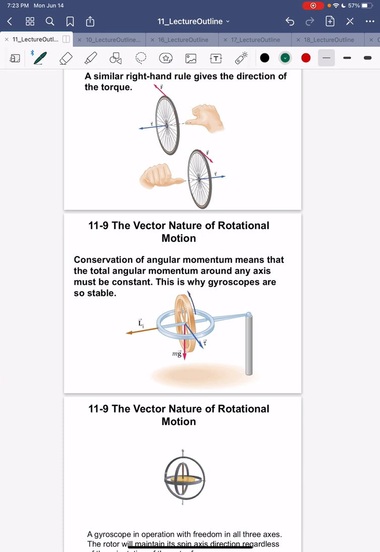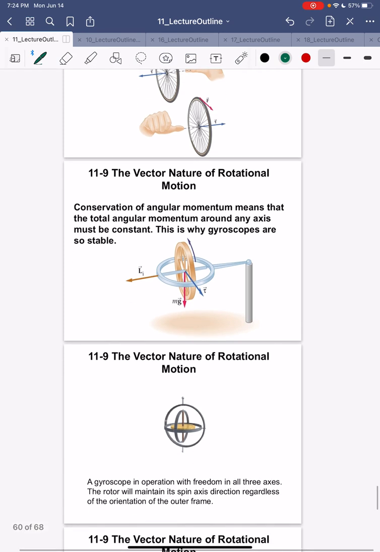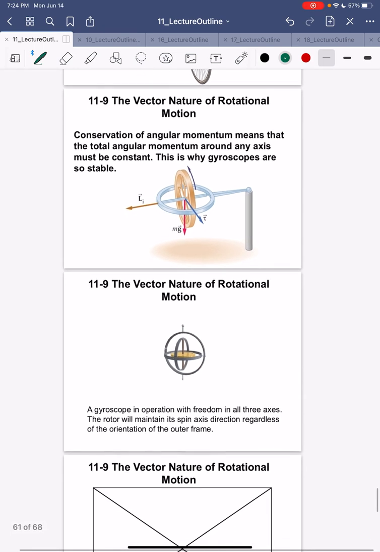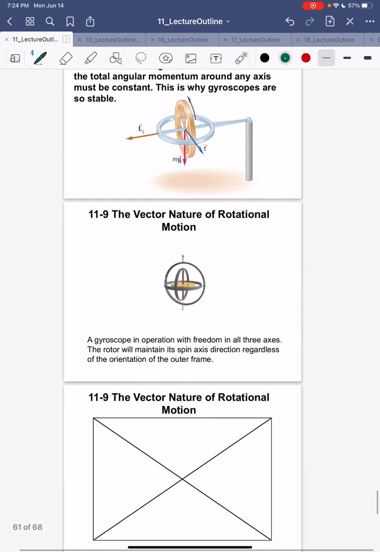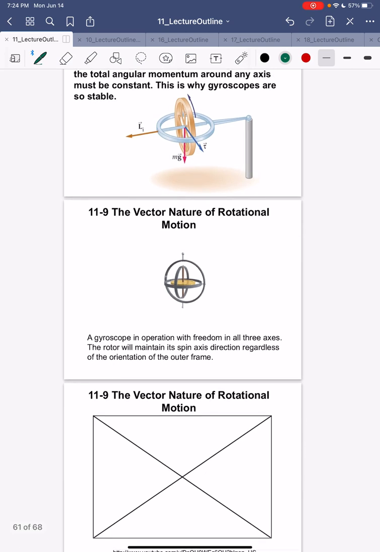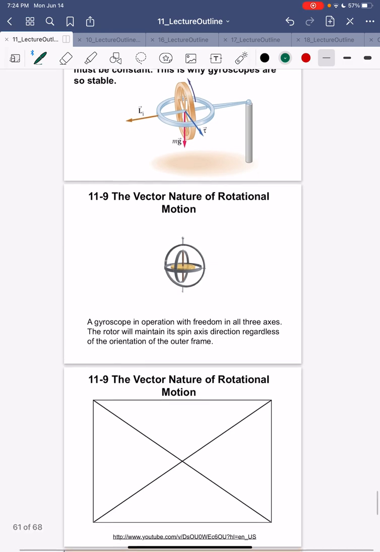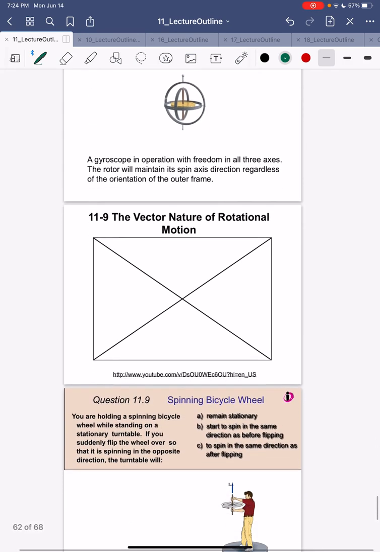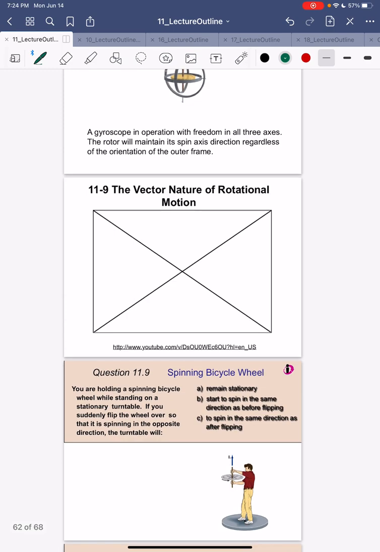Now, also, conservation of angular momentum means that the total angular momentum around any axis must be constant. And this is why gyroscopes are so stable. In a gyroscope in operation with freedom in all three axes, the rotor will maintain its spin axis direction regardless of the orientation of the outer frame. We will learn more about it in Physics 201.